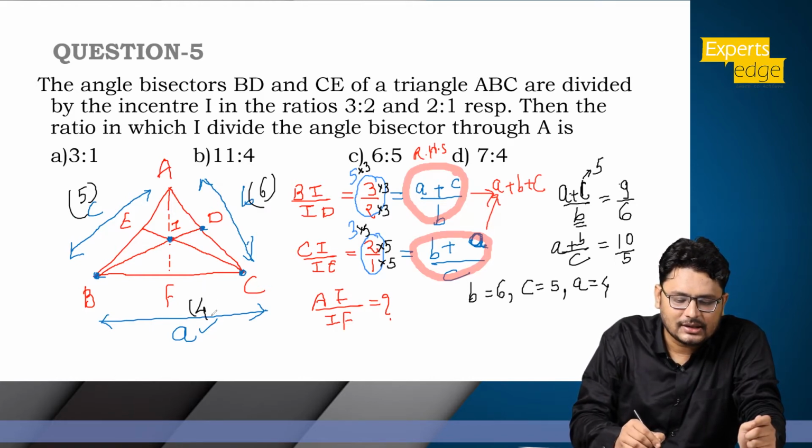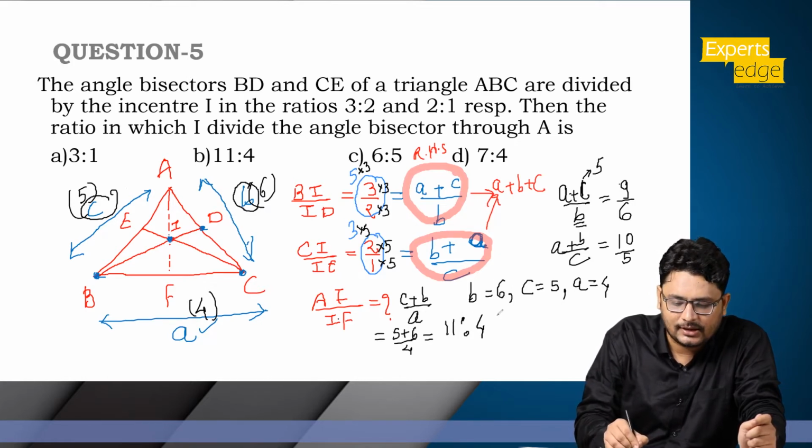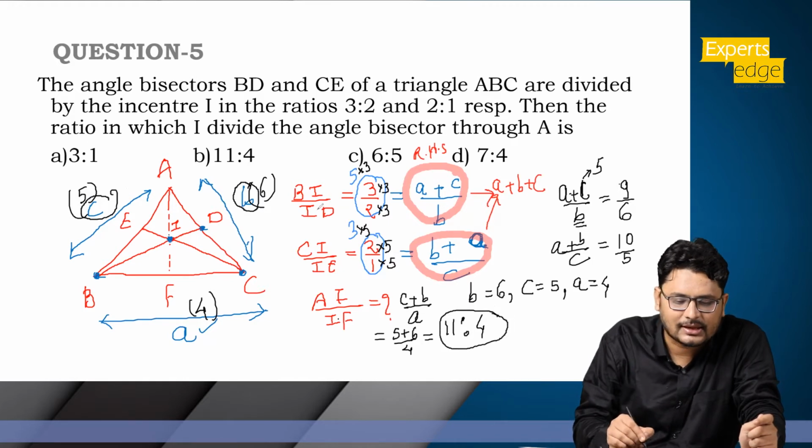Now what is he asking is AI to IF. AI to IF, what will it be? AI to IF, it will be C plus B by A. I hope this formula is clear. So the answer required is C plus B by A. So what is C plus B? 6 plus 5 by 4. That is 11 by 4 has to be the answer, right? Is it in the option? Yes, it should be. Yeah, second option.